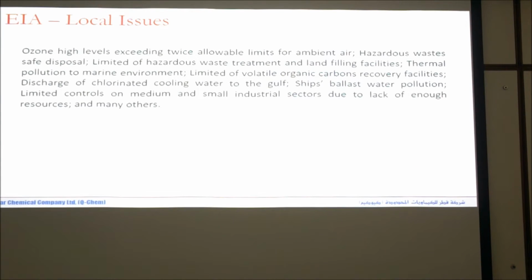When it comes to local issues, ozone is a major problem here in Qatar. But it's factual that this ozone is transboundary. It's coming from other countries to Qatar. Ozone is formed by a chemical reaction in the atmosphere between NOx and VOCs. Okay? The nitrogen oxides and the volatile organic compounds and the sunlight. And it takes a long time for this to happen. But it is here in Qatar, we know it's here, and we face the problem, so we have to do something about it. Another problem we face in Qatar is hazardous material and hazardous waste management.